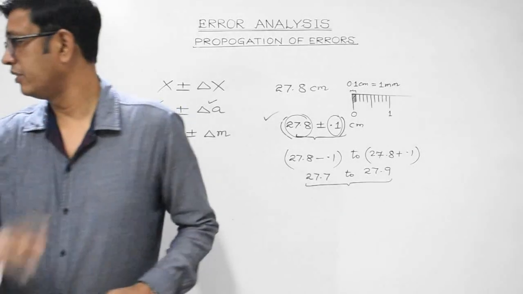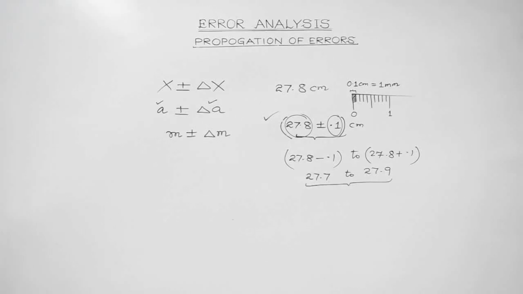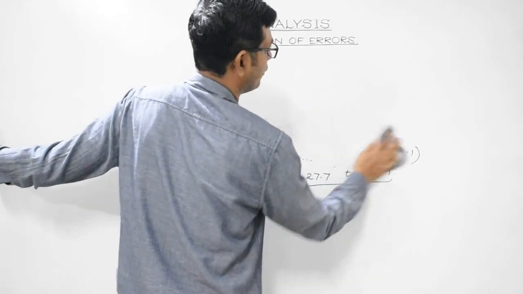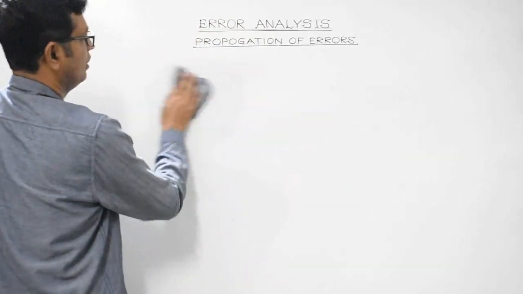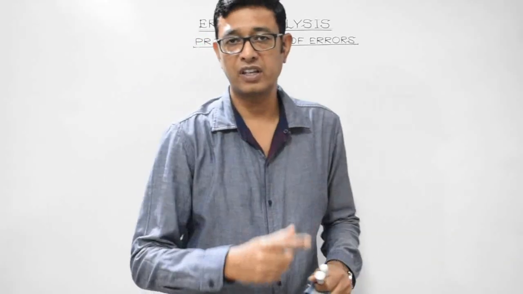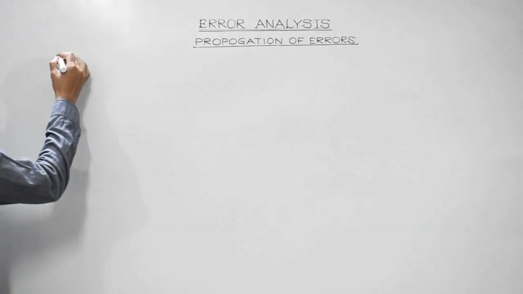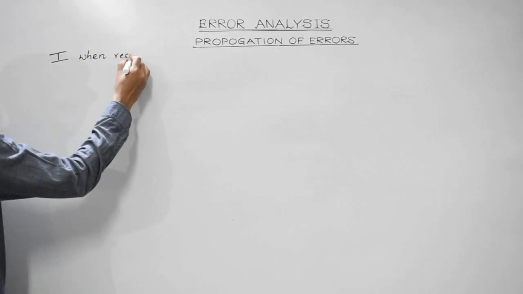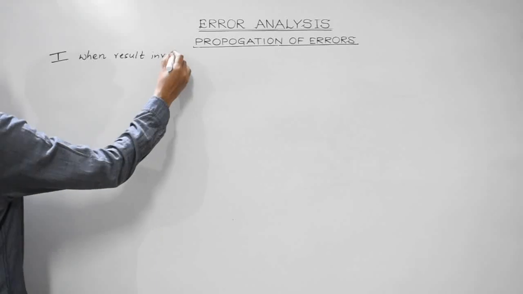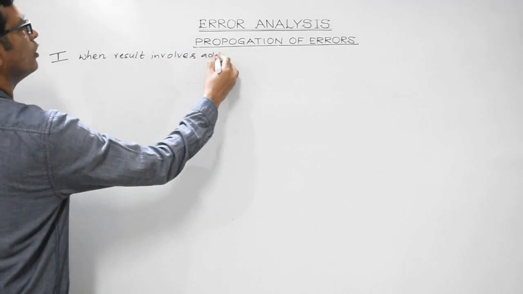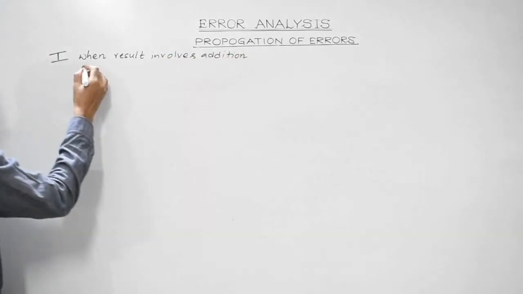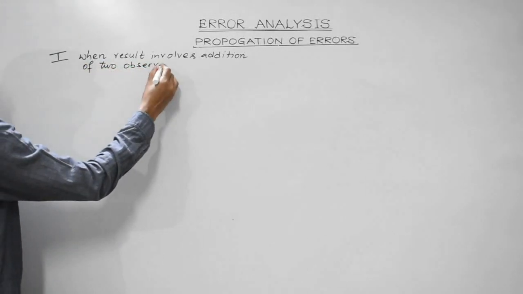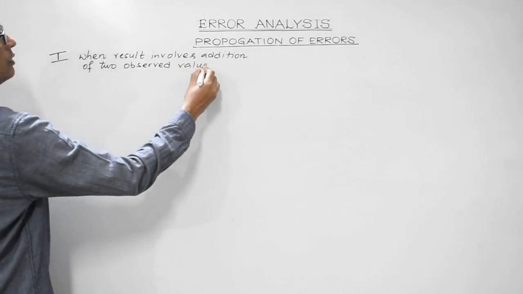So let's start with the very first topic. There are 5-6 articles based on the propagation of errors. We'll start with the simplest one, the addition case. That is, let's discuss the first case, when the result involves addition of two observed values.